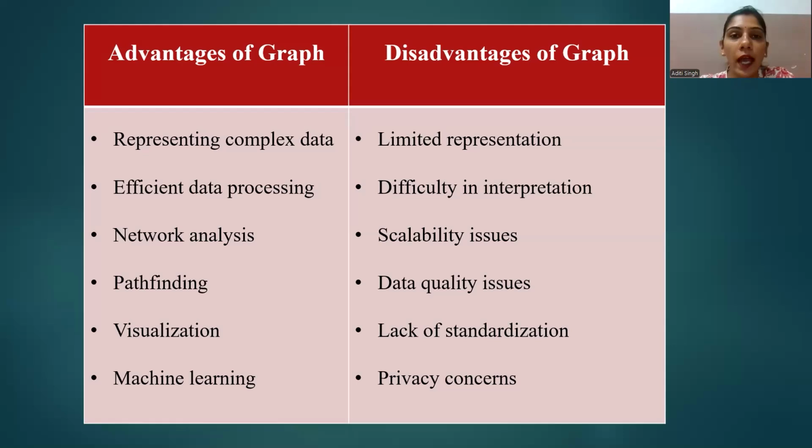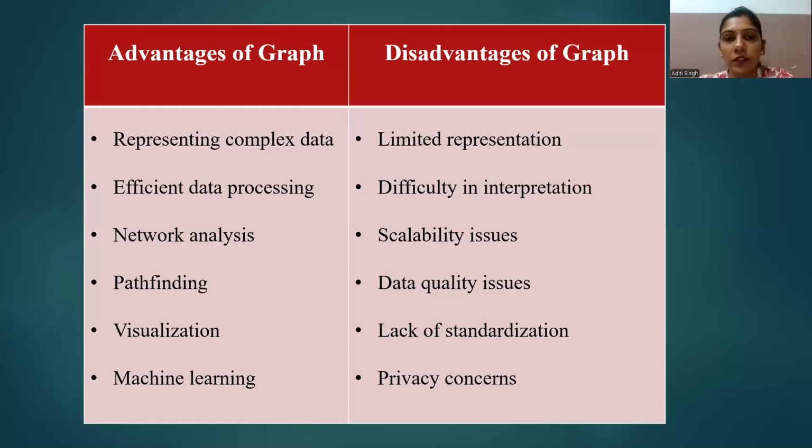Next point is lack of standardization. As there are many different types of graphs and each graph has its own strengths and weaknesses, this can make it difficult to compare graphs from different sources. Choosing the best type of graph for an analysis is very difficult. So there is always a lack of standardization while choosing the best graph for your data presentation.